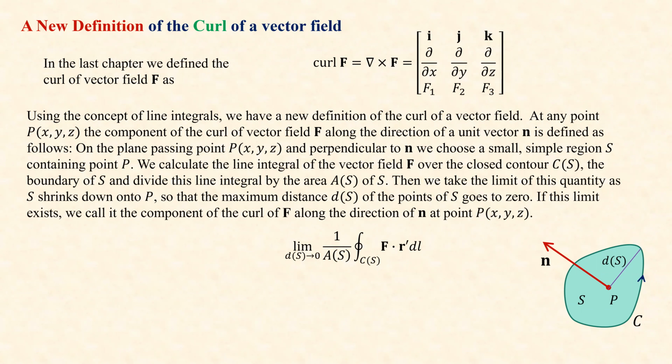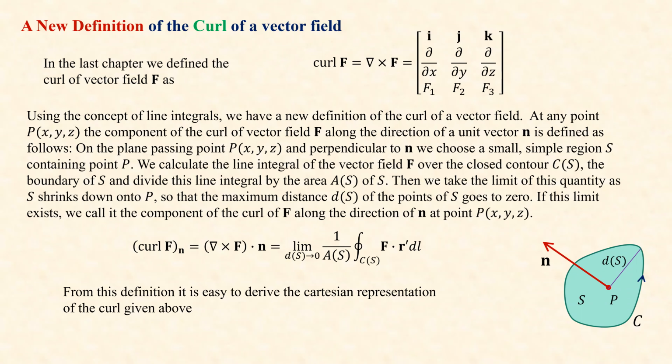If that limit exists, we call it the component of the curl of F along the direction of N at point P with coordinates X, Y, Z. So that is the curl of F dot N, which means the component of the curl of F along the direction of N at that point, or curl of F along N. There are different notations for that. All right.